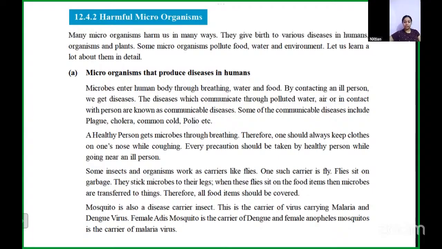Okay? So when you have a common cold or flu or a cough, it is important to cover your nose and your mouth, because when you sneeze or cough, the microbes come out of your nose and mouth. And if you have somebody standing or sitting near you, they may get those microbes. Those microbes may get transferred to them and cause them sickness.